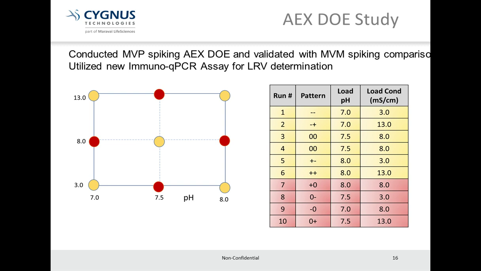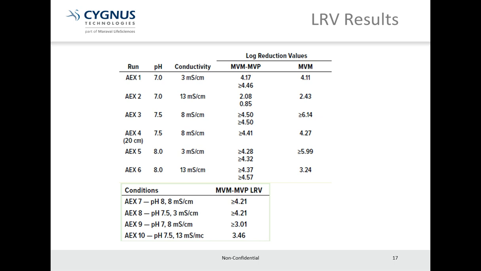So what GSK did was they designed a full factorial study. They looked at pH and conductivity and the impacts that those two parameters have on Anion Exchange's ability to retain virus, and the virus, of course, being MVM. So the first 6 runs, runs 1 through 6, were done with MVP and MVM in parallel, and so that's what we're seeing on this slide. And then the final 4 runs were conducted just with MVP alone.